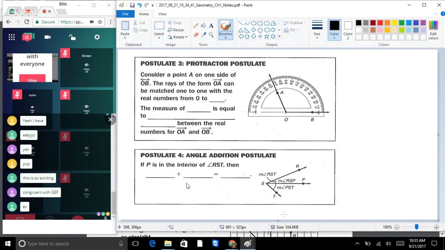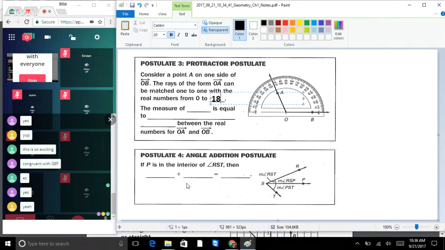All right. So has everybody seen a protractor before, worked with a protractor? Okay, so you guys have all seen that. So that's good. This tells us postulate 3, the protractor postulate. Consider a point A on one side of ray OB. The rays of the form OA can be matched one to one with the real numbers from 0 to 180 degrees.